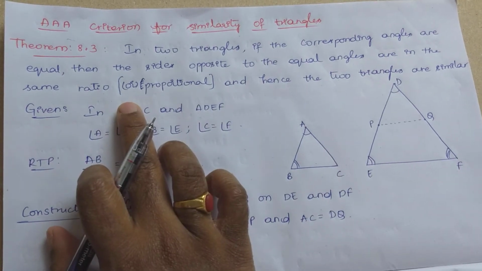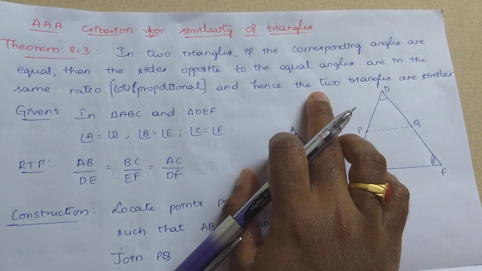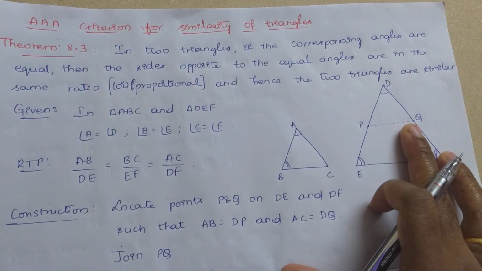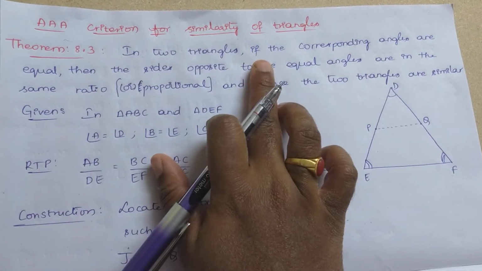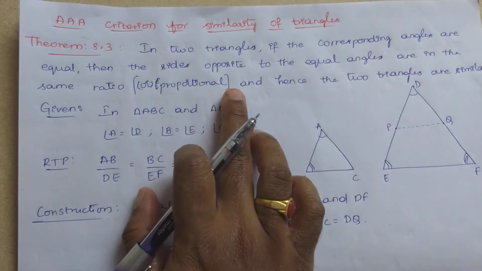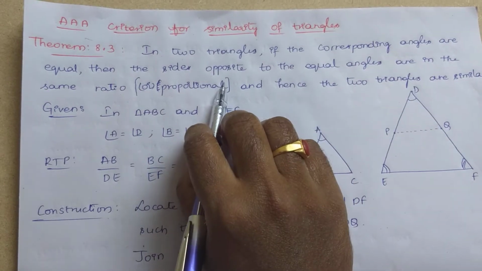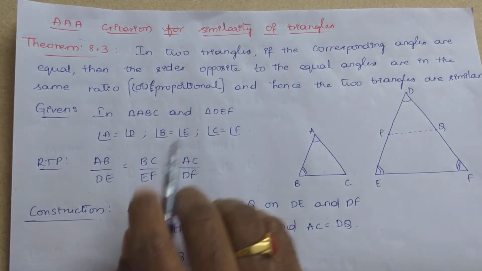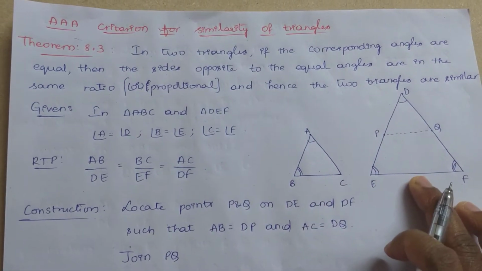same ratio or proportional, and hence the two triangles are similar. I have already told you that whatever is there after the word "then", that is what we have to prove. So under required to be proved, what do we have to write? We have to write that the sides opposite to the equal angles are in the same ratio. It means that their corresponding sides are proportional. That we have to prove.